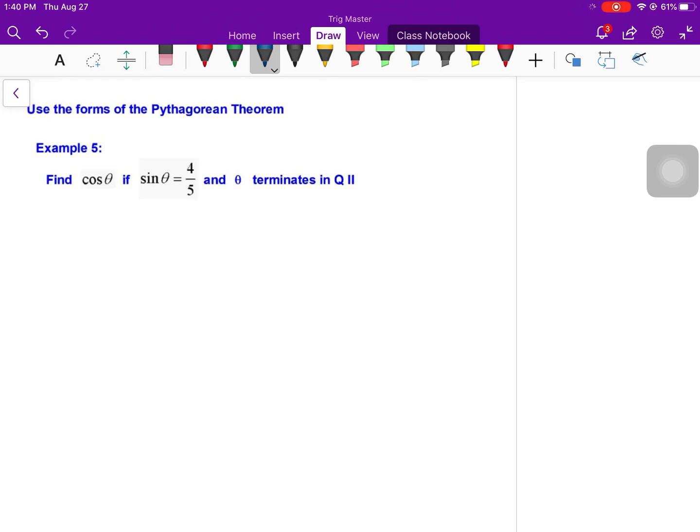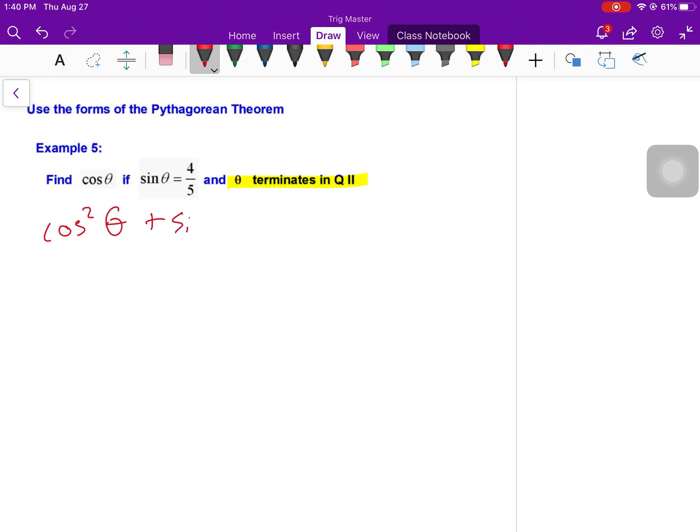Okay, so we want to find cosine of theta if sine of theta is 4 over 5, and theta terminates in quadrant 2. So initially, ignore that part. We want to solve for cosine of theta. We're going to get 2 possible values.